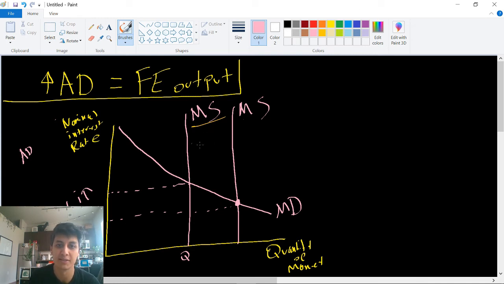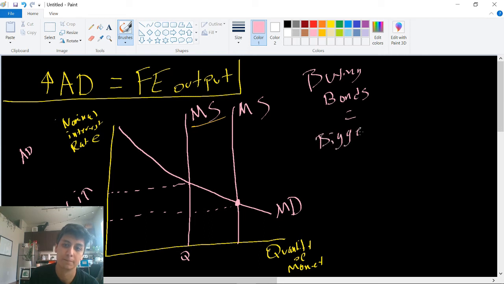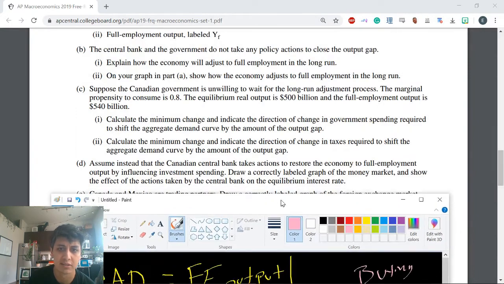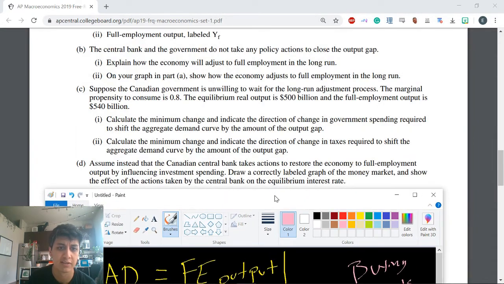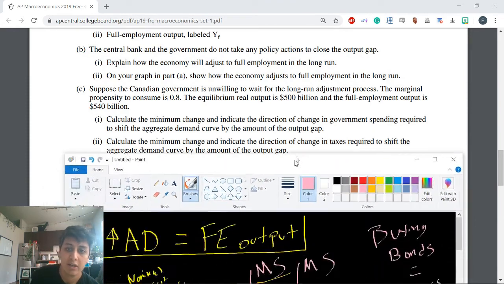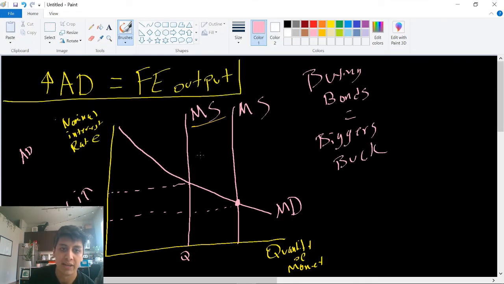The central bank is buying up securities from other banks. They're buying bonds, and we say buying bonds equals bigger bucks, which means the money supply is increasing. With this increase in the money supply, interest rates are decreasing right there. Let's go on to see if we need to put anything else in this graph. It says draw a correctly labeled graph and show the effect of the actions taken by the central bank. Yeah, and so that's what we show. We showed the central bank is increasing the money supply by spending.